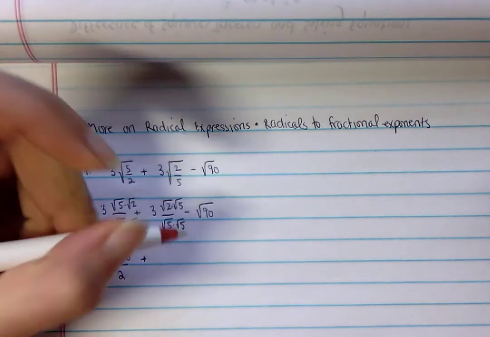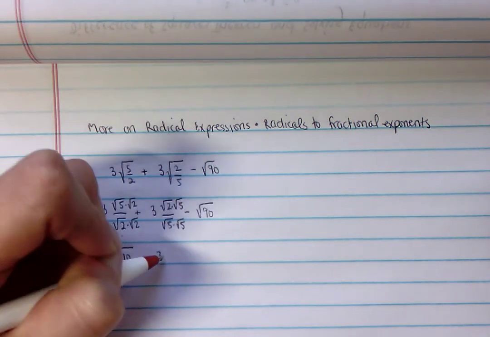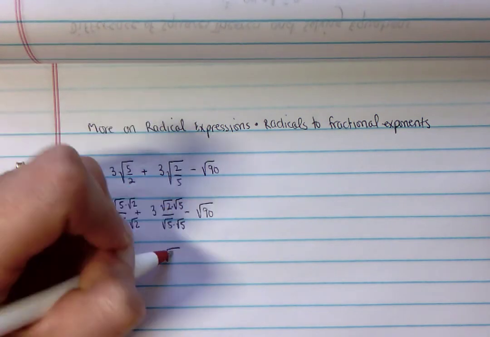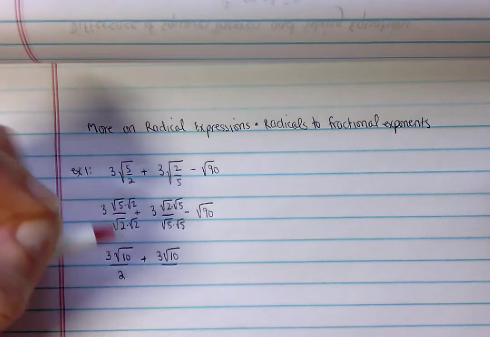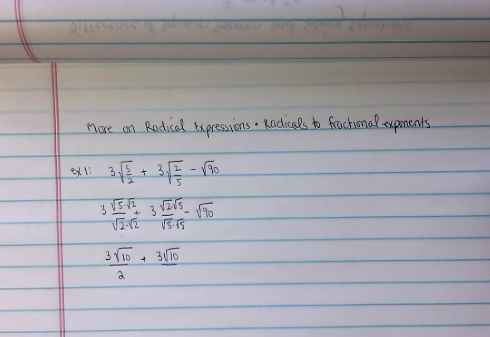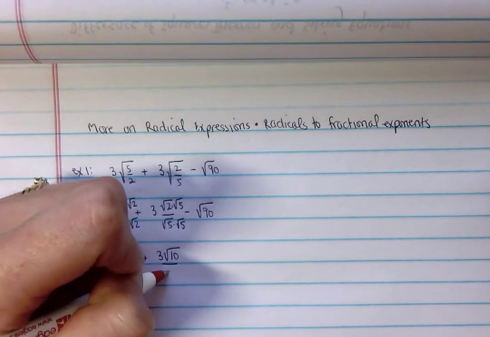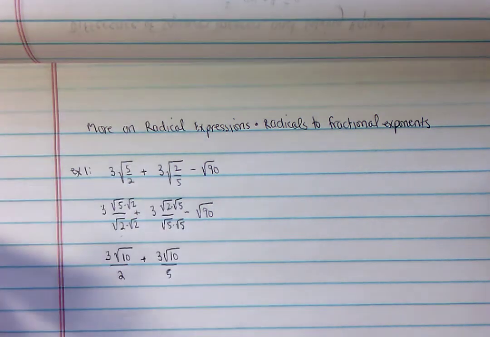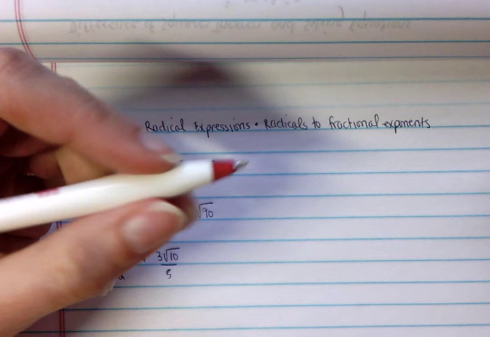Now let's do this other one. 3 root, again, 2 times 5 is 10. And then on the bottom, root 5 times root 5 is root 25. And the root of 25 is 5. So now we've gotten rid of our square roots.